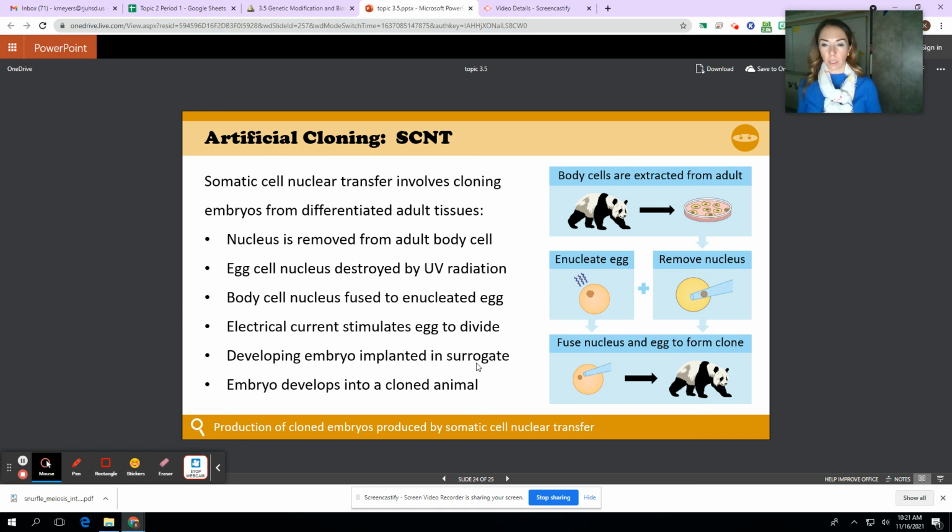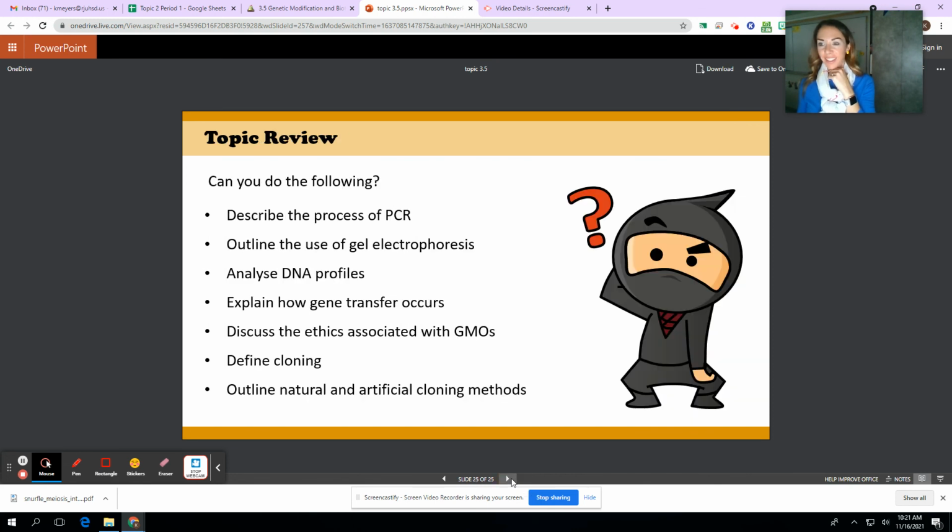Okay, so SCNT. It's similar to the last one where I'm taking the portion that I want and putting it in, but this one's taking the entire nucleus and putting it into an egg so that it can develop into a cloned animal. All right, that's it. There it is. We're done.